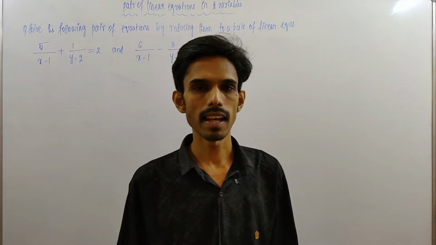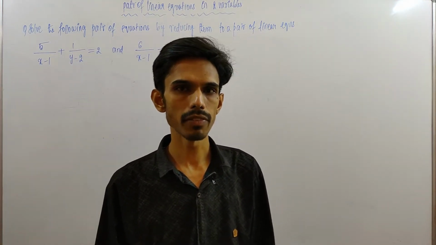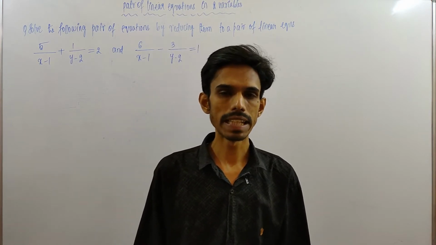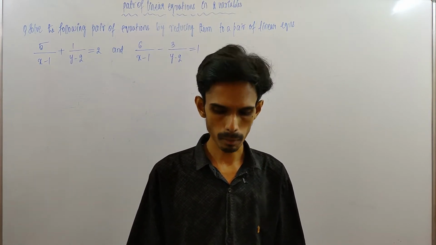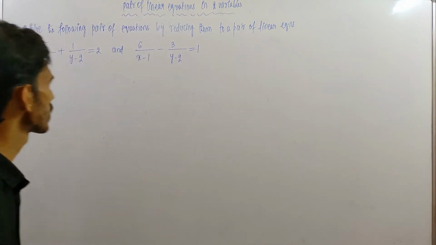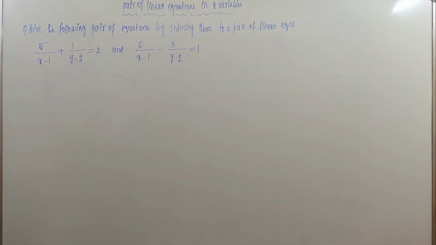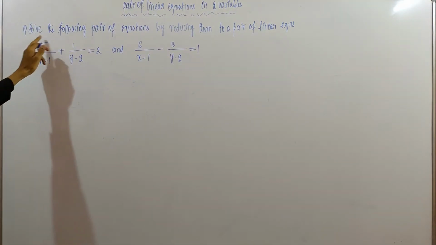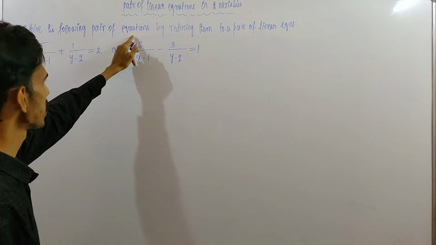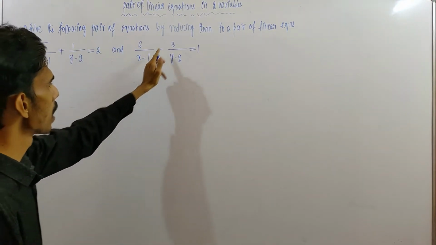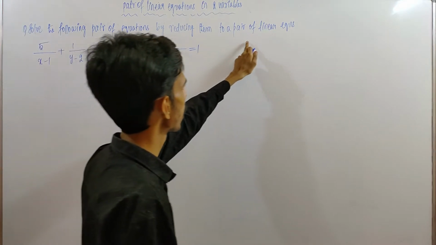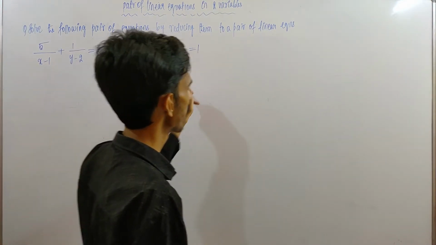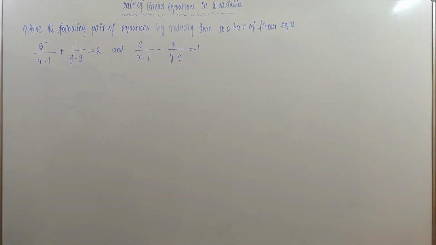Hello guys, in this class I am going to start pair of linear equations in two variables. We will discuss the concept and related problems. Now let us start this unit with this question. We have been given: solve the following pair of equations by reducing them to a pair of linear equations. We have to convert them into linear equations.